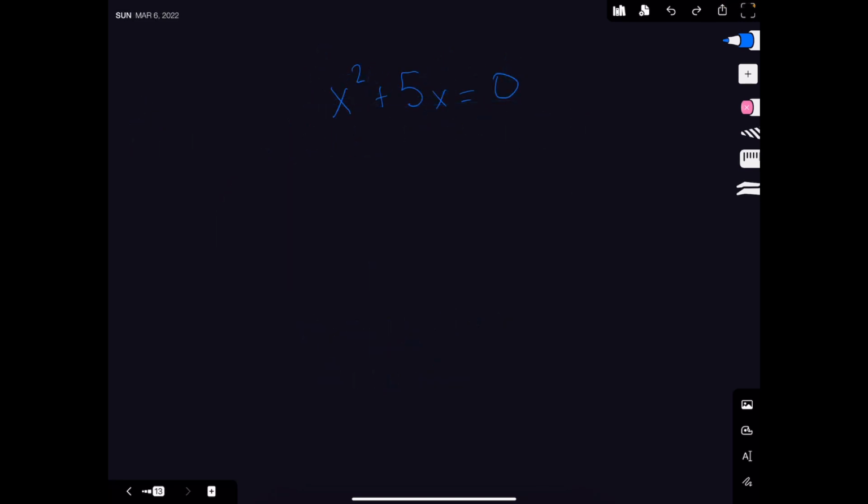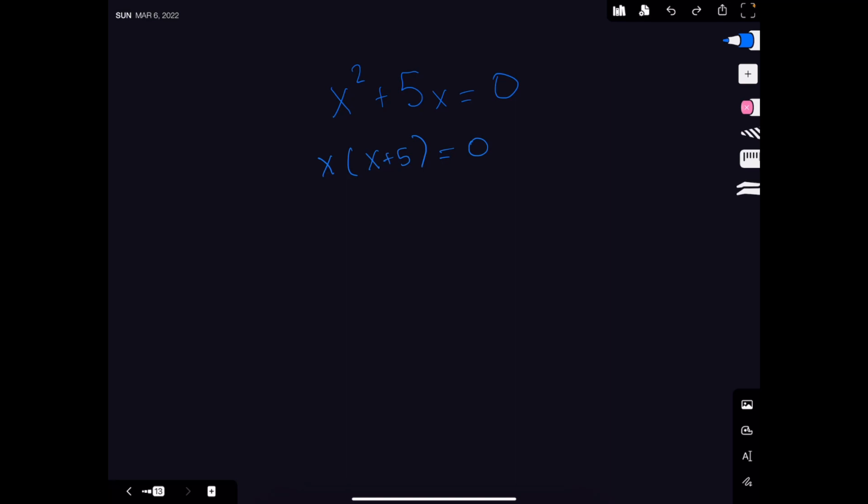Taking a look at this problem that we have here, we get x squared plus 5x is equal to 0. Now, this is not in factored form, but it's also not a quadratic equation the way that we saw it before, where we had a constant at the end. Instead, we get this x squared plus 5x. And what we can do in this scenario is actually factor out the x, and we get x times x plus 5 is equal to 0.